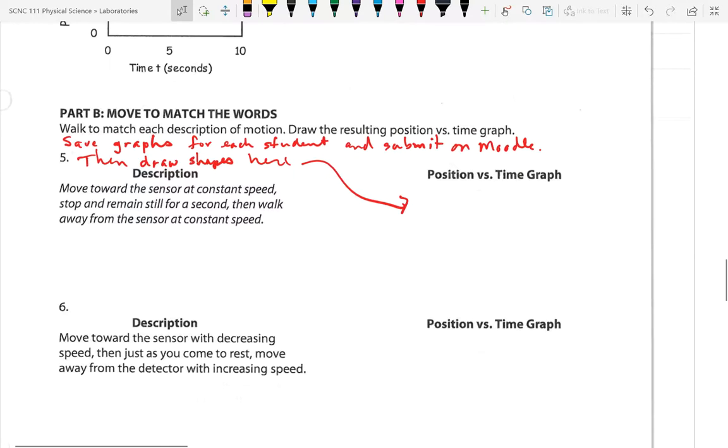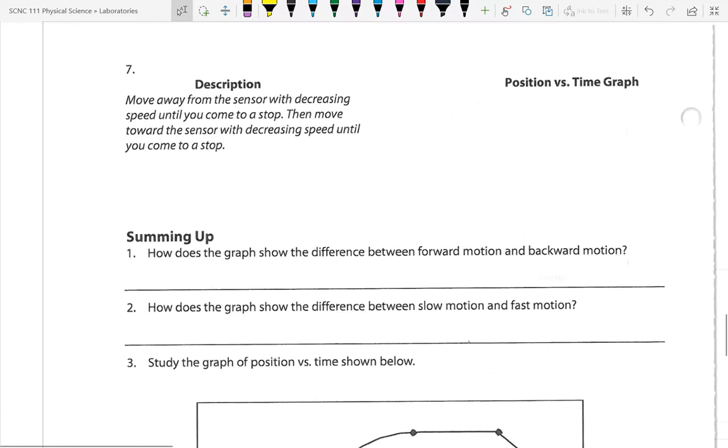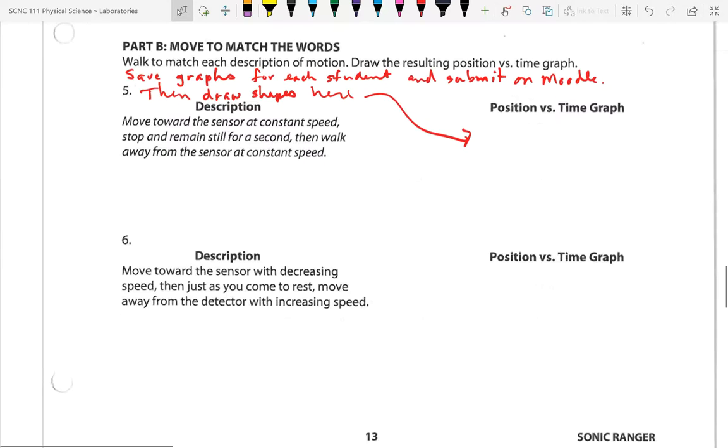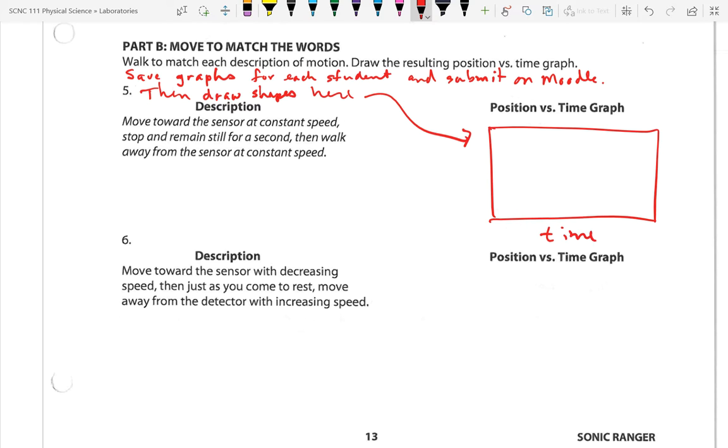Now the second set, there's 3 graphs here, I believe. The second set, part B, which has 3, now it gives you a description and you need to make the graphs. So what you're going to do is you are going to make the graph physically, and then you'll copy here what it looks like. And then you'll put what the shape looked like that you made.